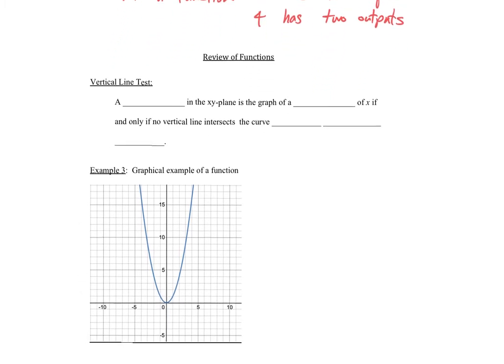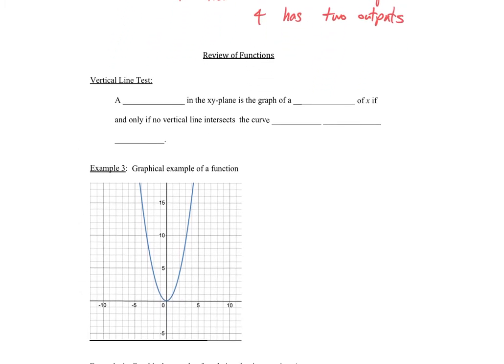Another way that we can work with functions is, instead of looking at a table of values or an arrow diagram, we can actually look at graphs. So when we look at this graphical point of view, a graph in the xy plane is the graph of a function of x if and only if no vertical line intersects the curve more than once. So let's take a look at an example. Let's look at example 3.